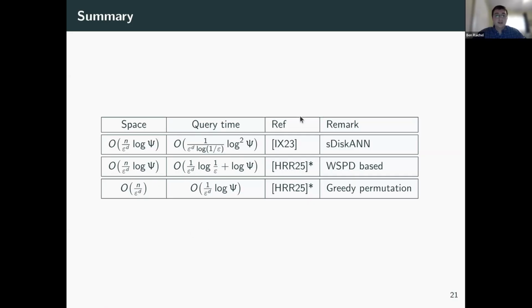The summary is that this version of DiskANN by Indyk and Xu had this space and query time. With WSPDs, you can basically get the same space and query time. You can improve the query time a little bit if you want. And with this simple greedy permutation idea, you can actually get a space bound that is independent of the spread and still good query time, right? Log spread over epsilon to the d.